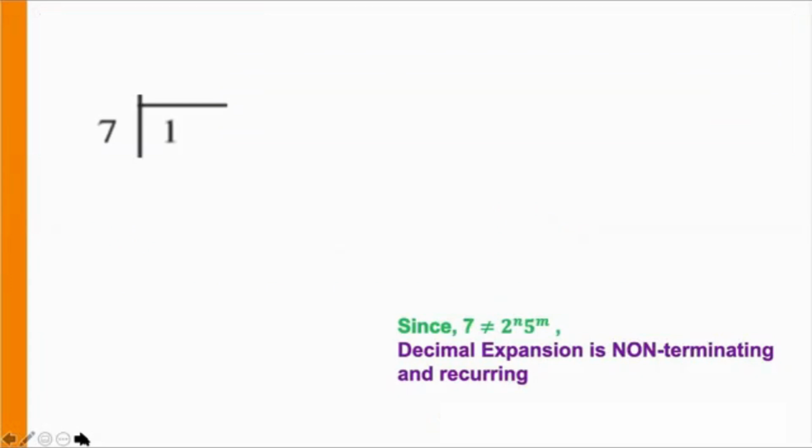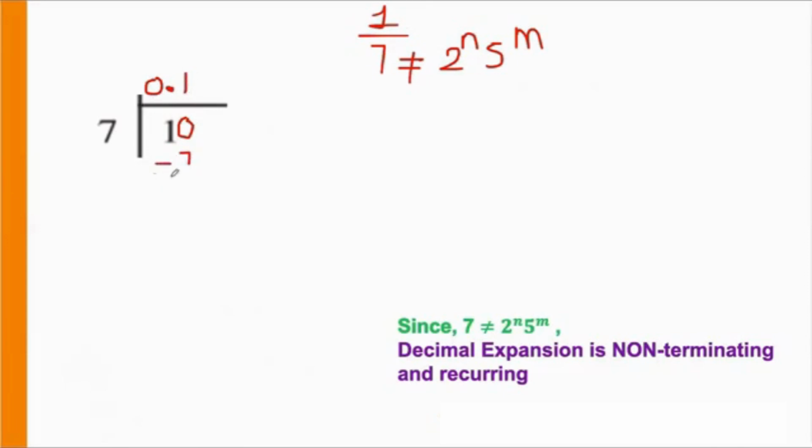Okay. Now let's take an example. Let's divide 1 upon 7. So if you look at this rational number 1 upon 7, you can see that 7 is not in the form of 2 raised to n, 5 raised to m. And so let's start and divide it and see. We will have to put a 0 here, so we get a decimal point. 7 ones are 7. 10 minus 7 gives us 3. We will put another 0 here and bring it down. So this becomes 30. 7 fours are 28. 30 minus 28 gives us 2.